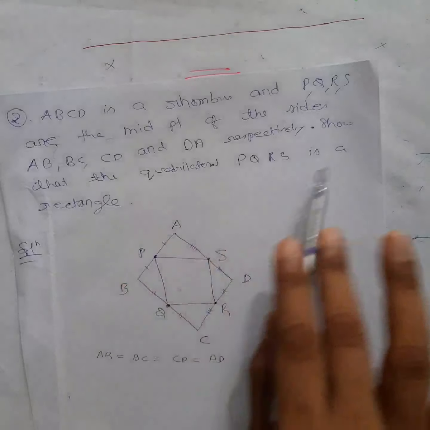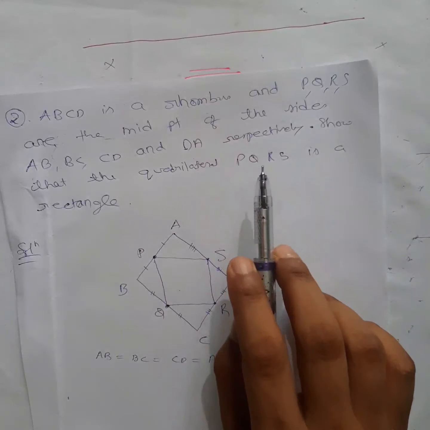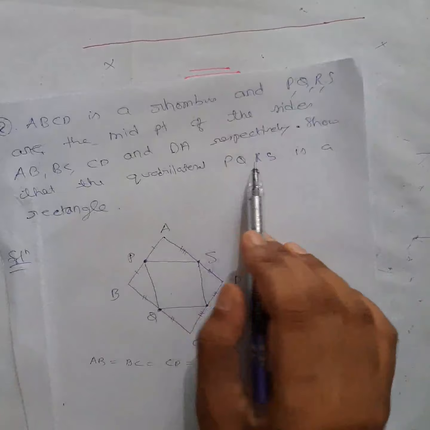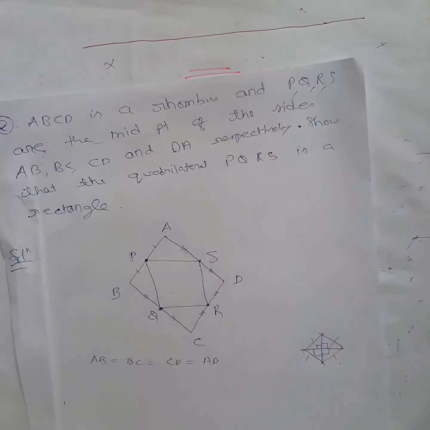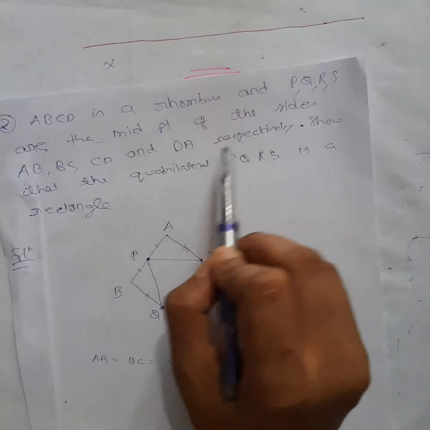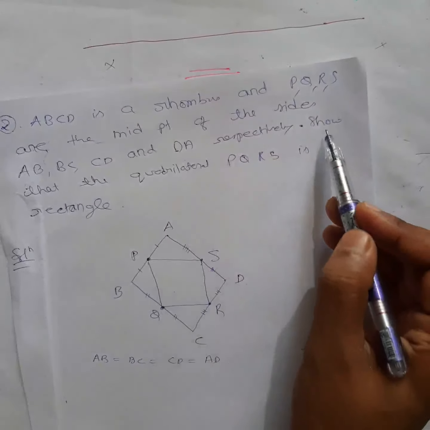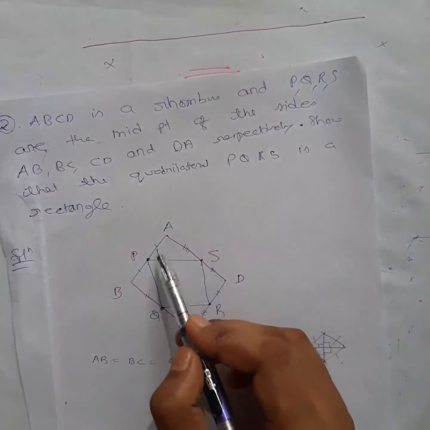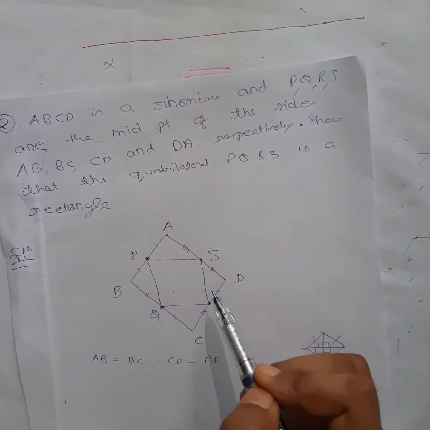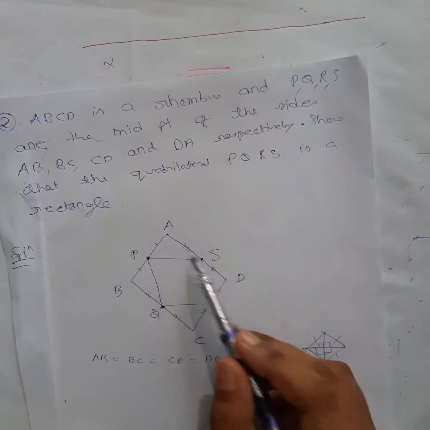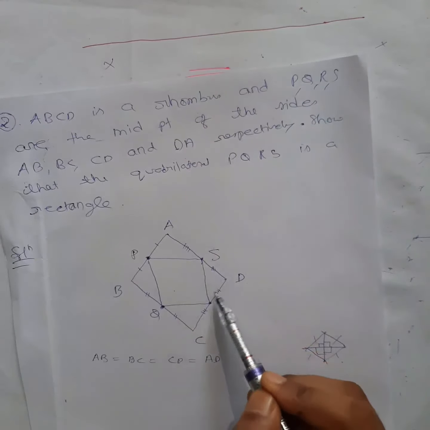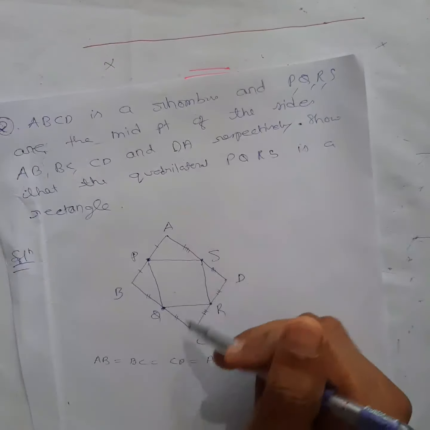Because whatever I need to show in the question, I will use all this information. So I have marked it first. What information do I have with myself? These are the only pieces of information they have given: ABCD is a rhombus, and P, Q, R, S are the midpoints. So in a rhombus, we know that AB equals BC equals CD equals DA. We know these sides are the same. Then the diagonals of a rhombus bisect each other at 90 degrees. That I also know.